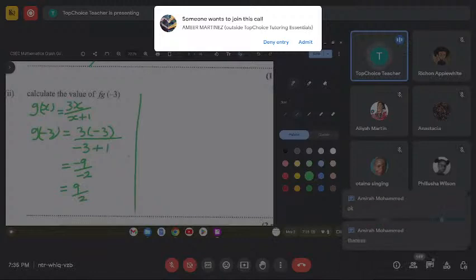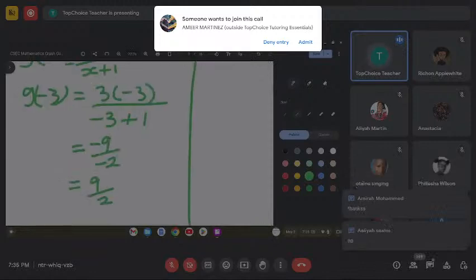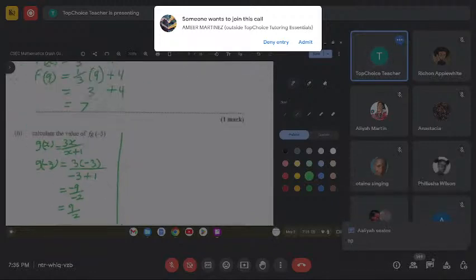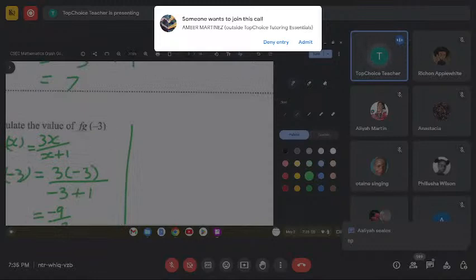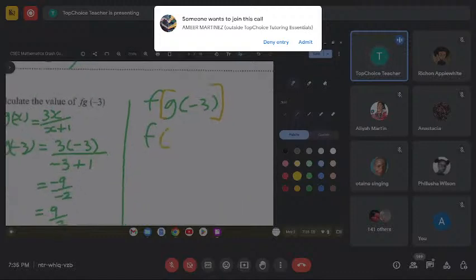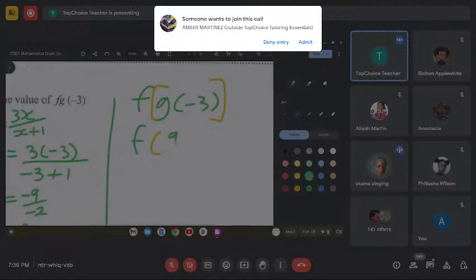What's the next thing we need to do now? Now that we figured out g of negative 3, that is the latter part. All we need to do now, let me show you, and I'll use different colors for this, is find f of g of negative 3. But now we know what g of negative 3 is. So all we're going to do is find f of 9 over 2. That's what we're going to find.